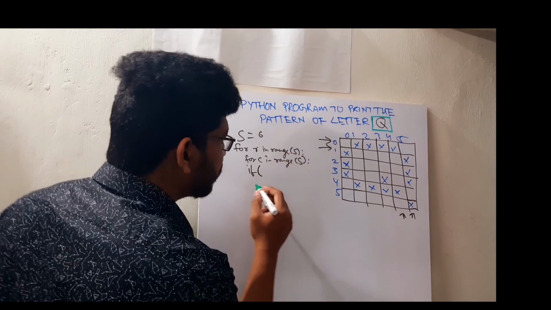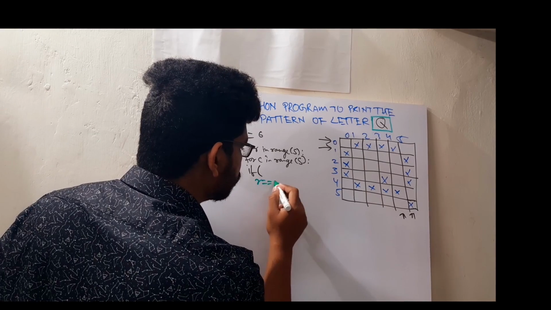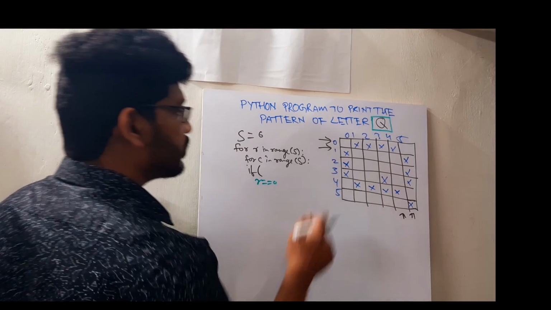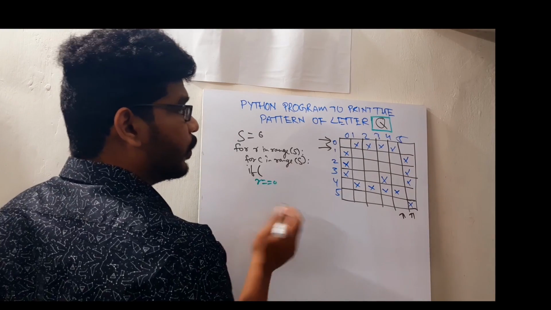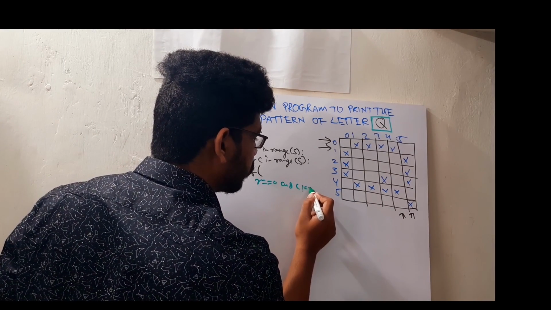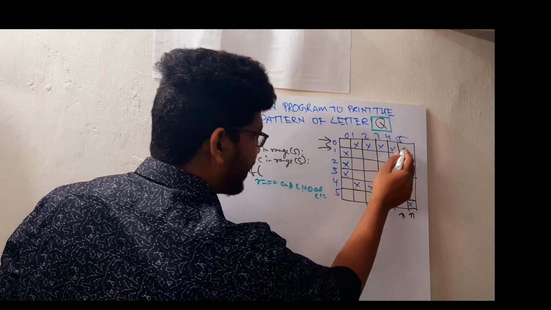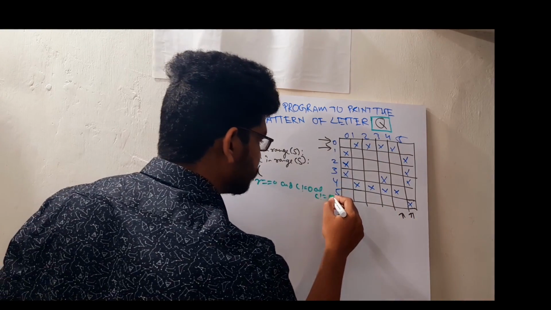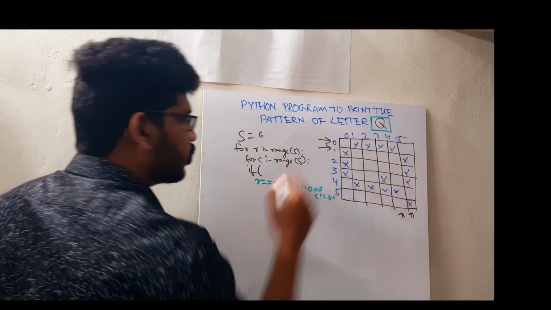So write the conditions for the first row, that means row equal to 0, and there are other conditions, like there is empty space here. So for that we need to write some conditions like column not equal to 0 and column not equal to the last one, that is S minus 1. This would be one condition. That means this is for the first row.